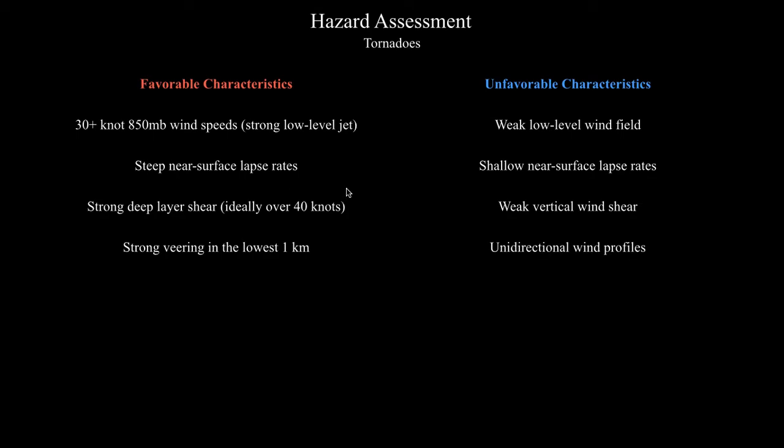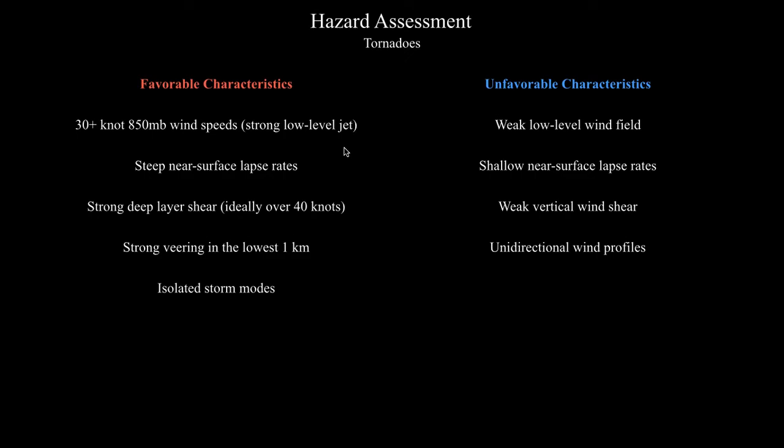And if you have a unidirectional wind profile, it's possible to get tornadoes from that, but it's much harder. So ideally, you want strong directional wind shear in the lowest 1 kilometer, which will really set those rotating updrafts in motion, and your thunderstorms will be more capable of producing tornadoes as a result.